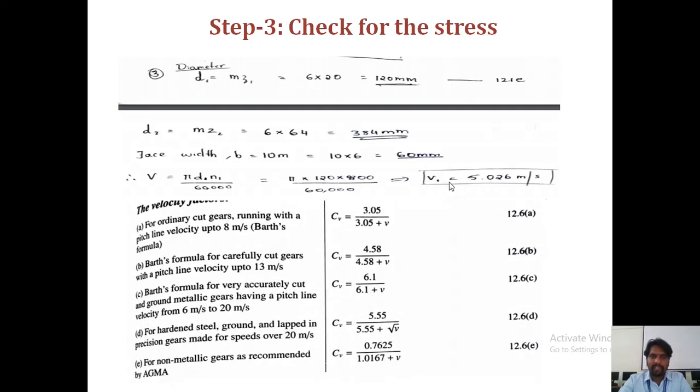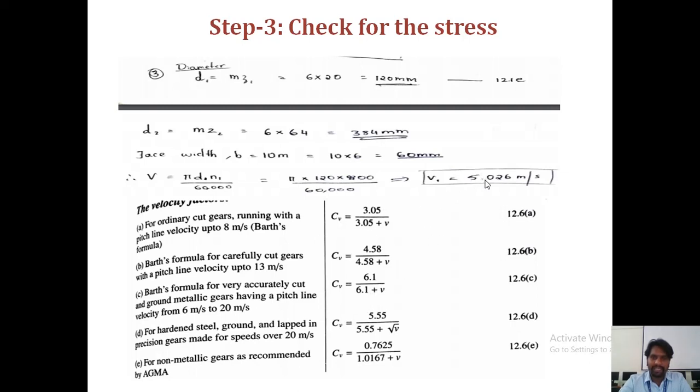So once the velocity is known, we need to calculate the velocity factor based on the velocity. If the velocity is up to 8 meter per second, we need to use this equation. If the velocity is 8 to 13 meter per second, we need to use this one. And up to 6 meter per second and up to 20 meter per second, we need to use this. So based on the velocity, we need to use these equations.